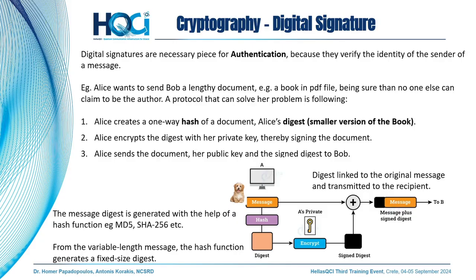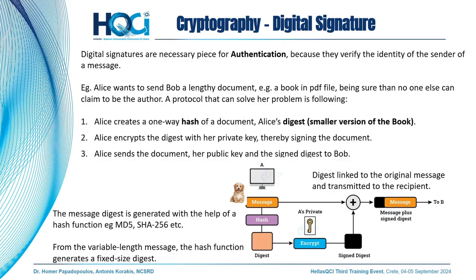So we get the message. Here is a puppy. This is the message, a photo. This can be done with a photo. We create a smaller version, because a photo has a lot of information. It's a heavy message. We create a smaller piece of information by hashing. We call this the digest. We get the digest, encrypt it with the private key of Alice, integrate it with the message, and send that to Bob.